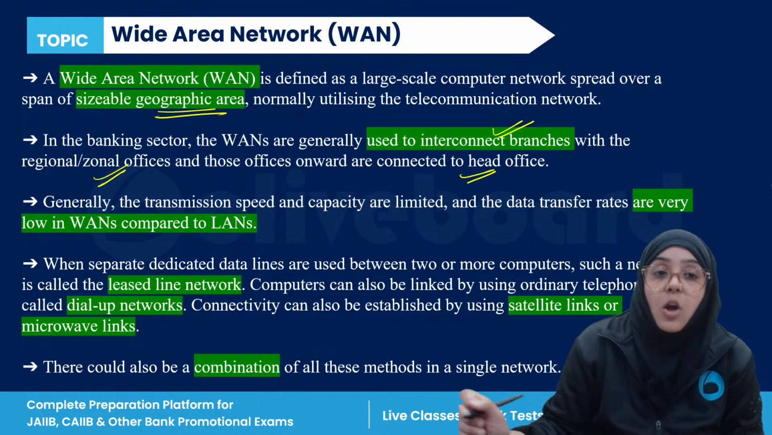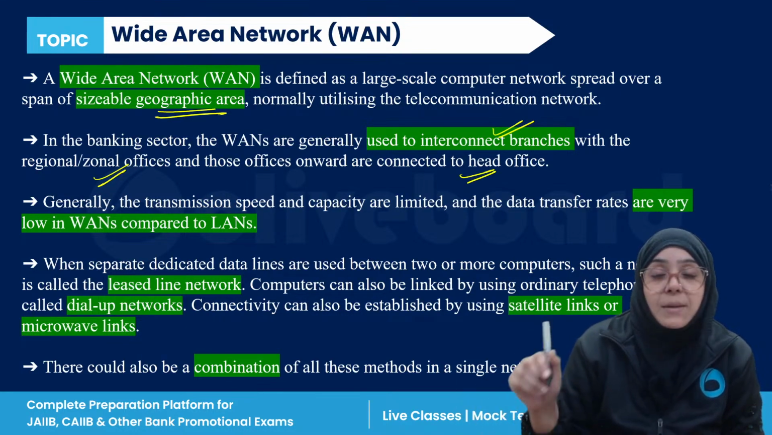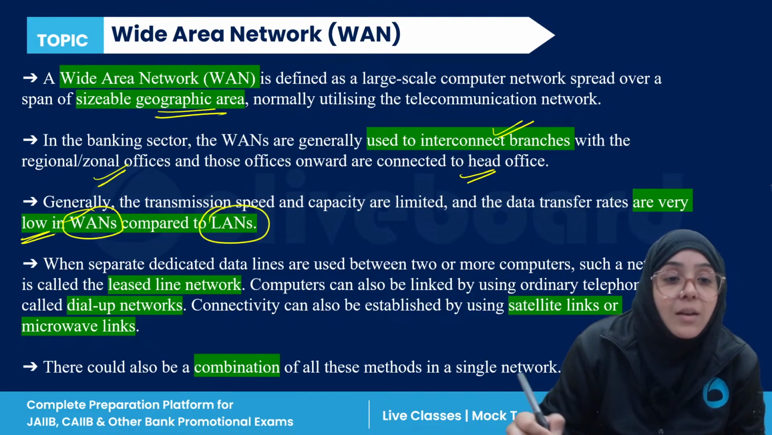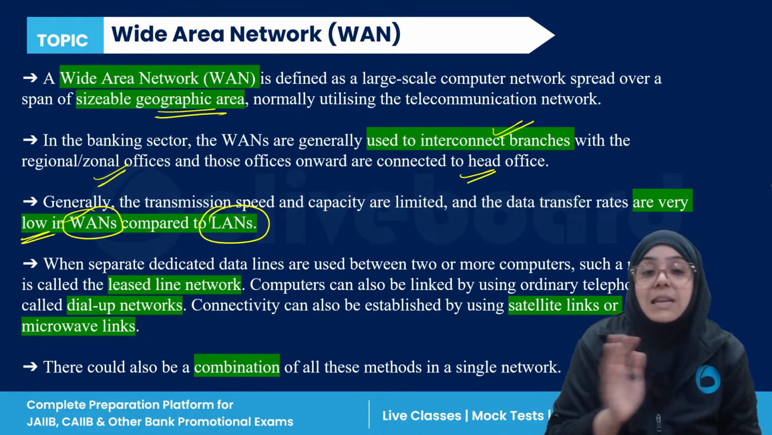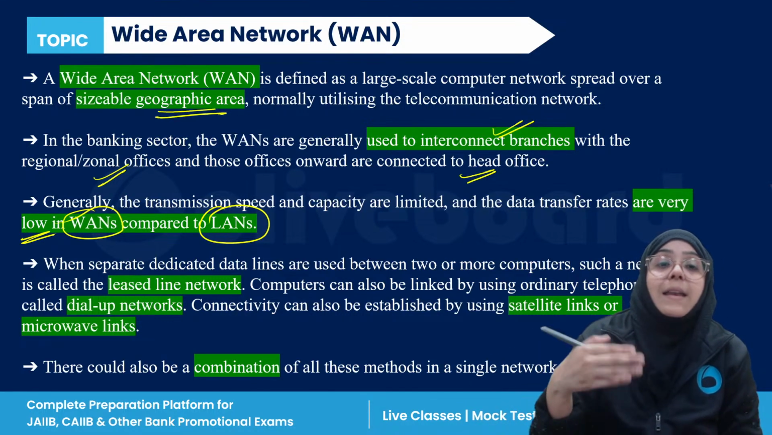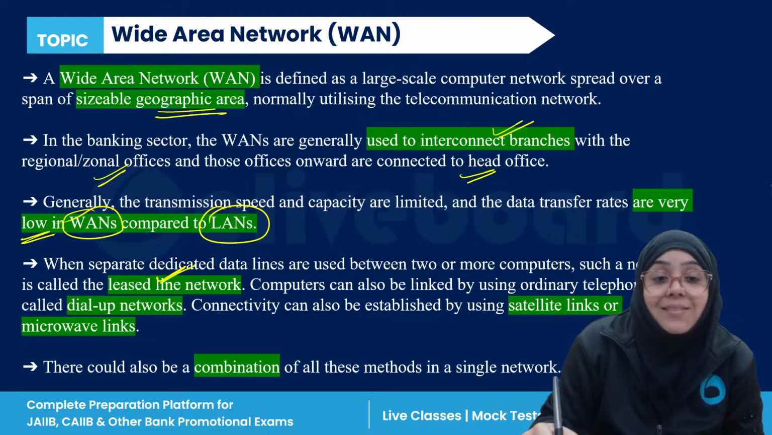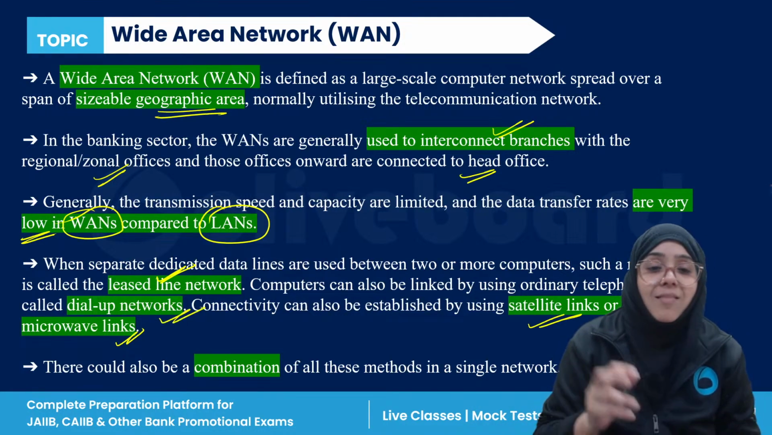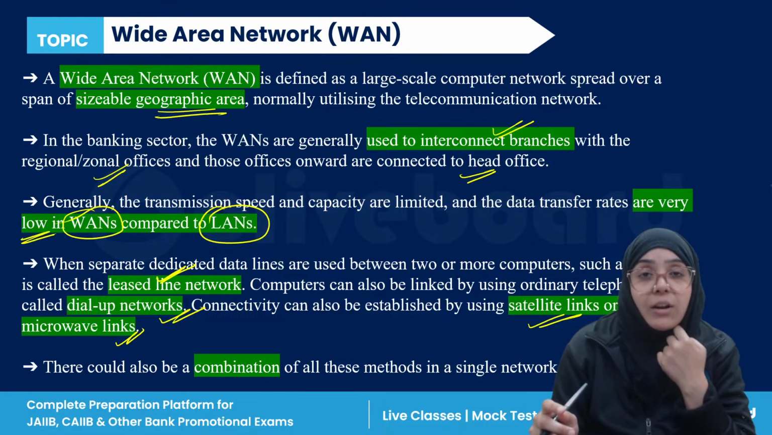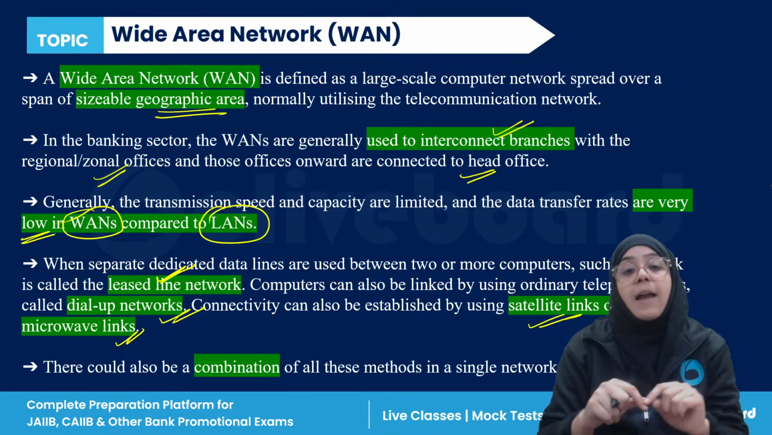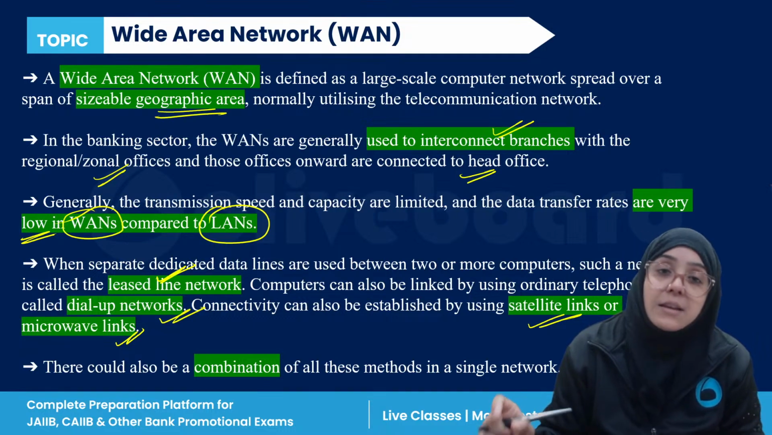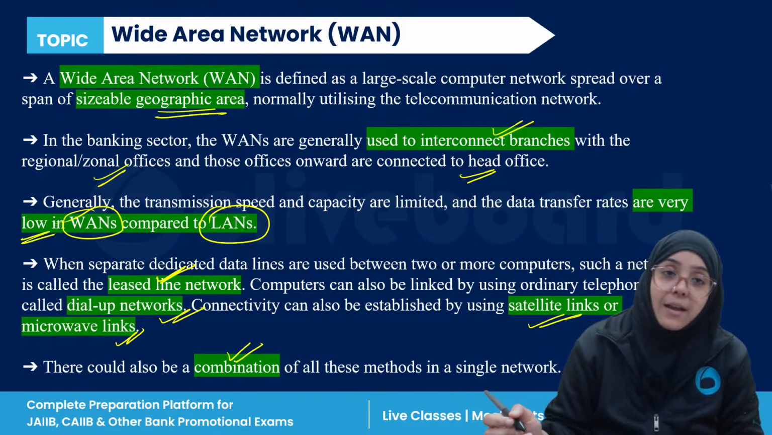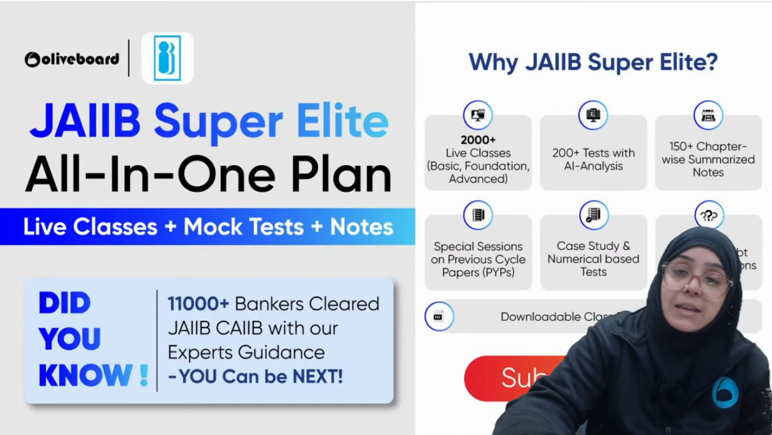Now, WAN is generally used to interconnect branches to the regional, zonal offices and to the head offices, right? If we talk about the speed, the transmission speed in WAN is low if we compare it to LAN, right? There are separate and dedicated data lines that are used to connect in the WANs. You can use the leased line network, you can use the satellite link, microwave link, dial-up networks. These are all the different types of networks which can be used for connecting two or more computers under a wide area network, and you can use a combination of all these methods also. Clear? So this is the wide area network.